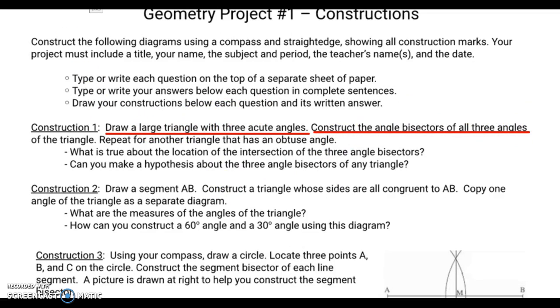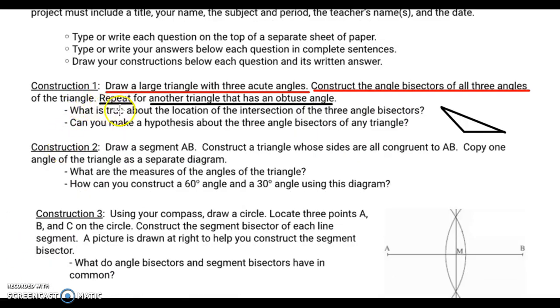Notice that the next thing it asks you to do is repeat for another triangle that has an obtuse angle. Remember, obtuse means it's going to be an angle that's greater than 90 degrees but less than 180. So here's an example of an obtuse angle, and a triangle with an obtuse angle would just look something like that. Make sure that it says repeat, so make sure that you're constructing angle bisectors for that as well.